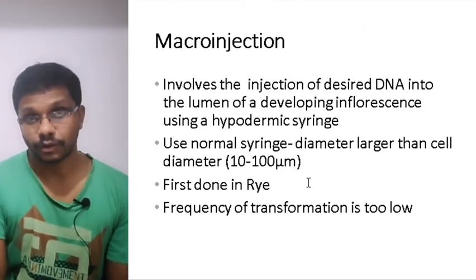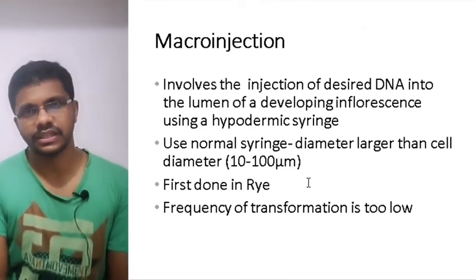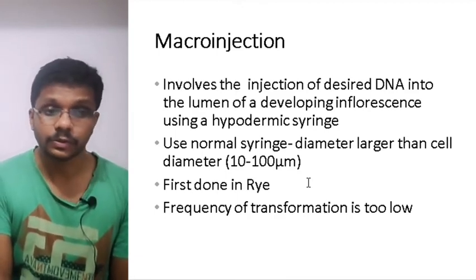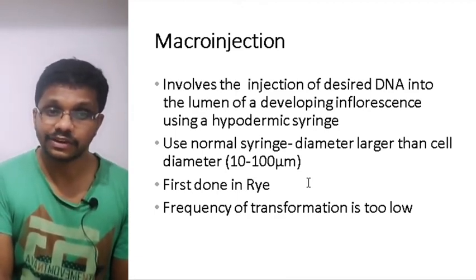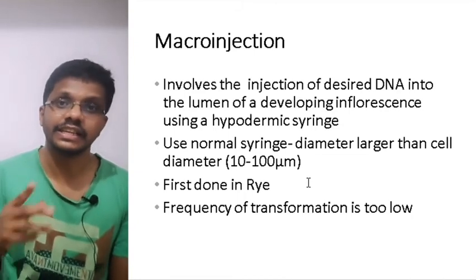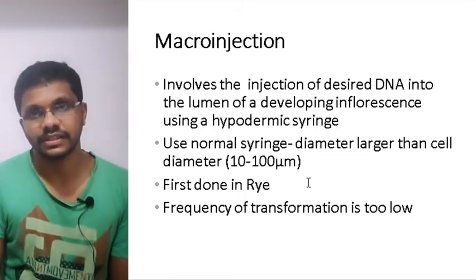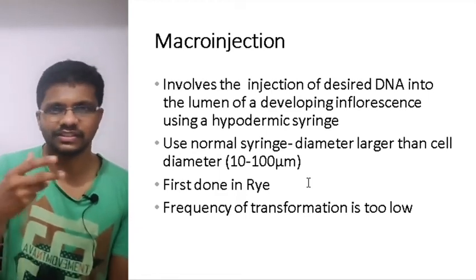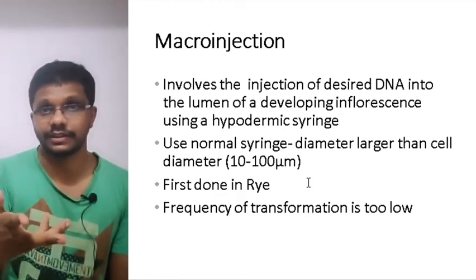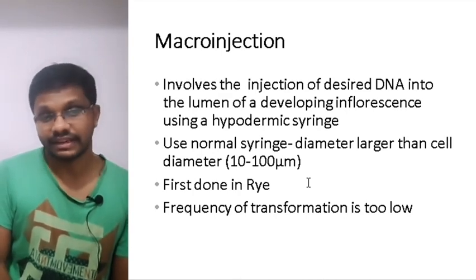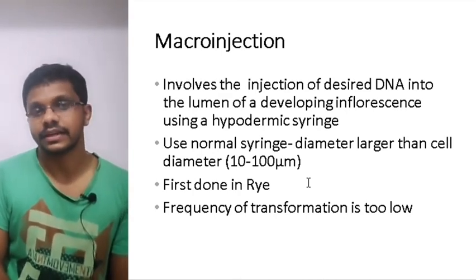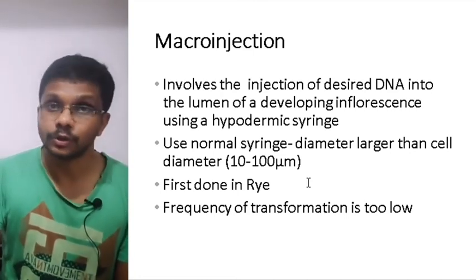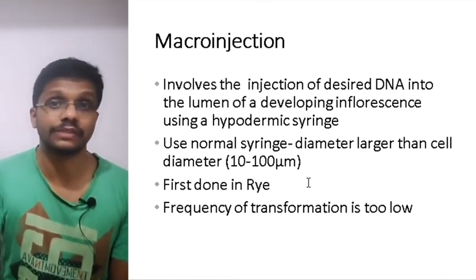Next is macroinjection. In macroinjection, we use bigger syringes like the ones used in hospitals. We inject the DNA into the developing inflorescence, and some of the cells are able to take up the DNA. We are just giving an injection, just like injecting humans. Some plants like rye can take up the DNA like that, but the frequency of transformation is relatively low, and the technical expertise needed for this method is also low.